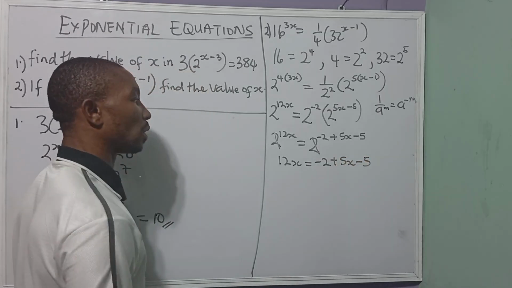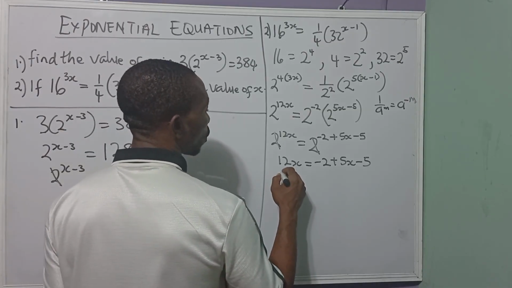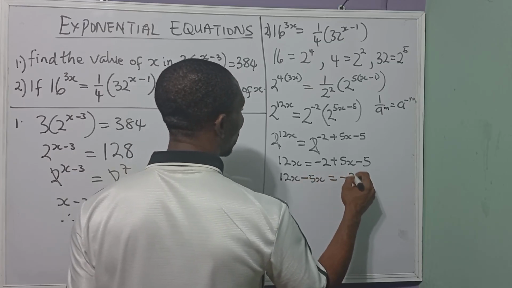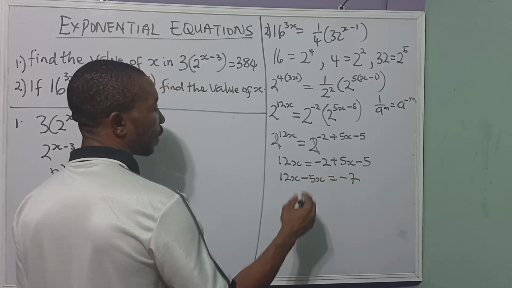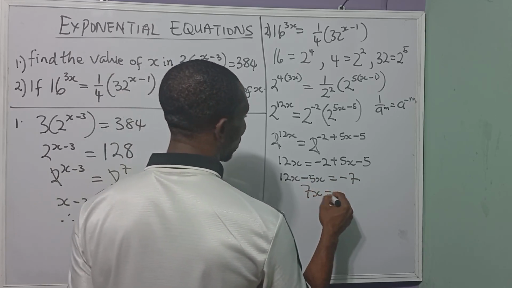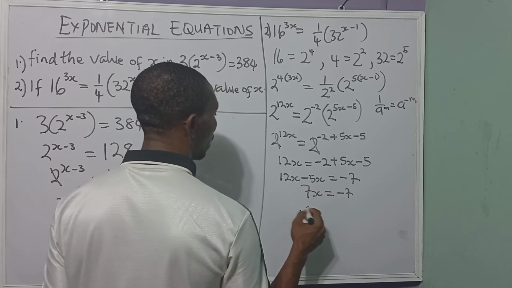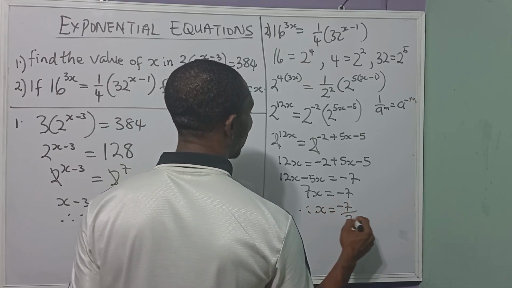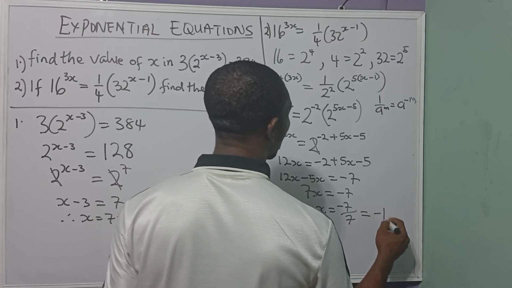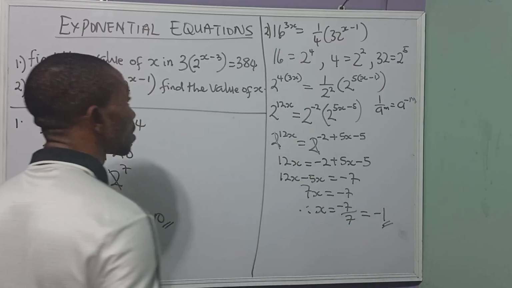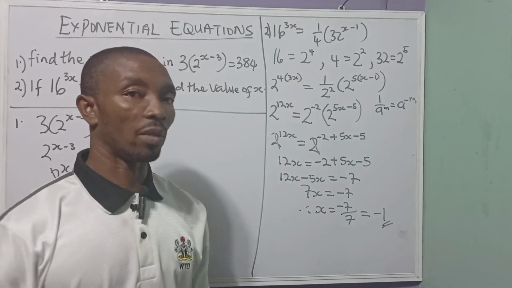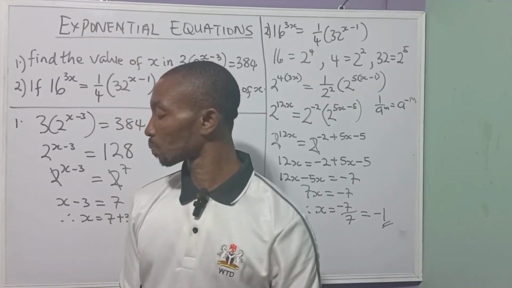Minus 2 minus 5 will give us minus 7, so 12x minus 5x equals minus 7. 12 minus 5 will give us 7x equals minus 7. Therefore, x equals minus 7 over 7, which gives us minus 1. So the value of x in this solution would be minus 1.